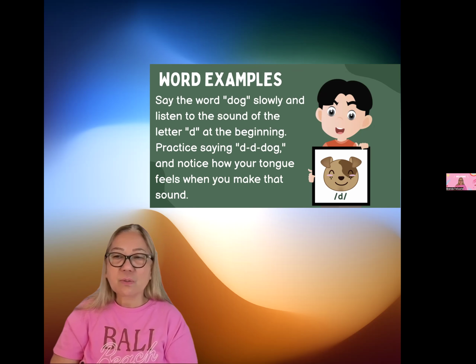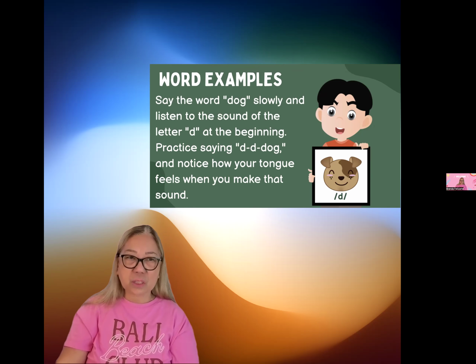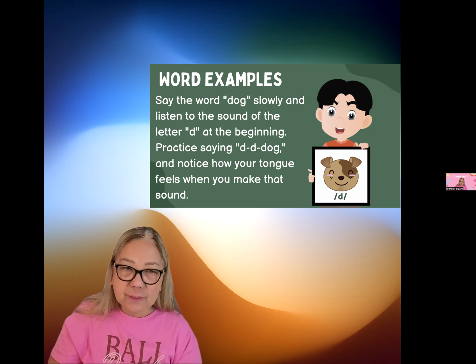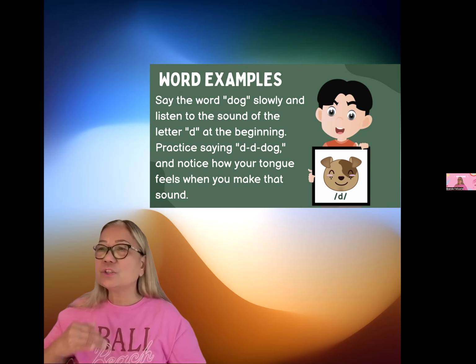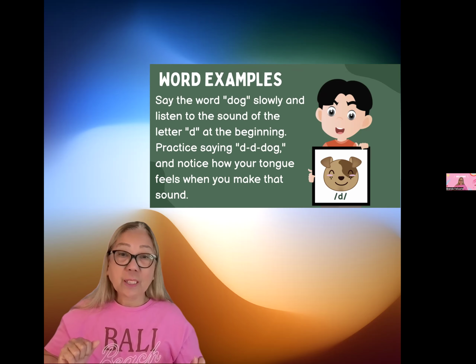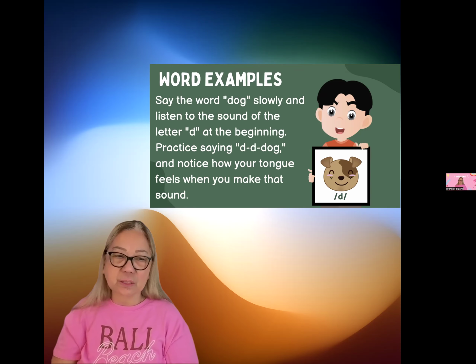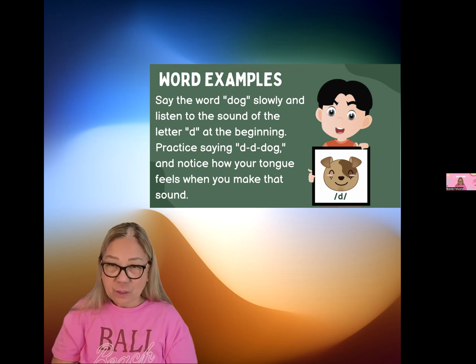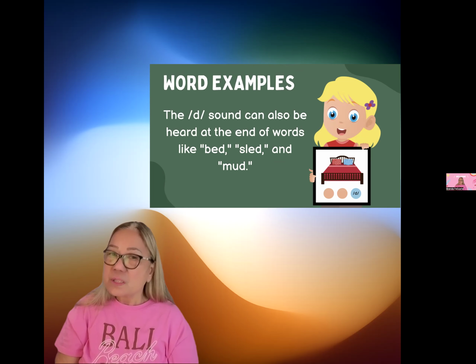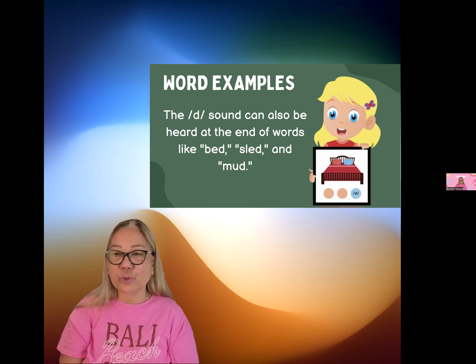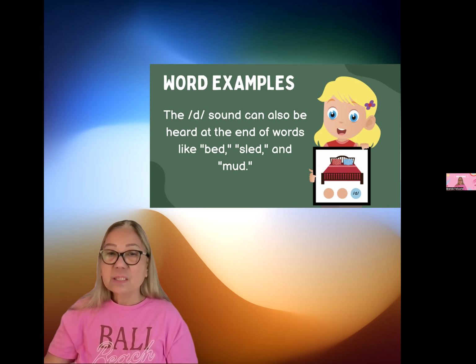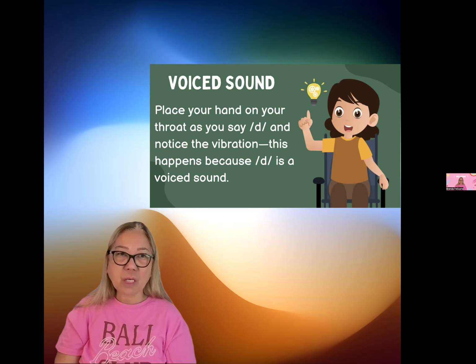All right. So let us say the word dog slowly and listen to the sound of the letter D at the beginning. Practice saying dog. And notice how your tongue feels when you make the loud sound of D. The D sound can also be heard at the end of words like red, bed, sled, and mud.